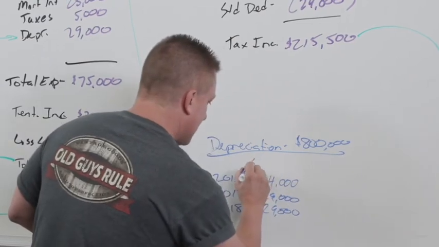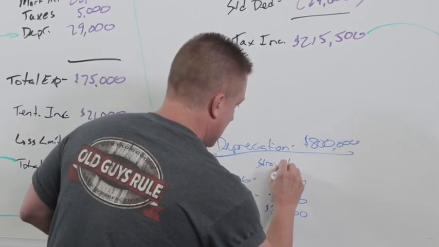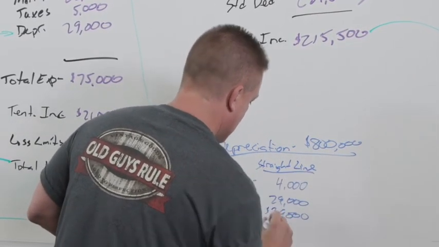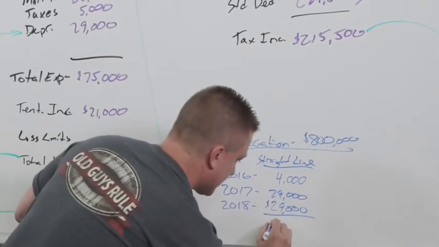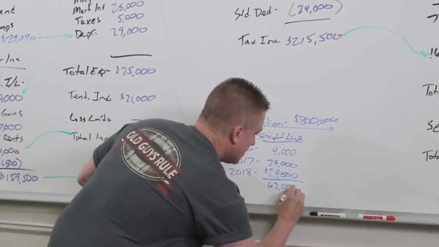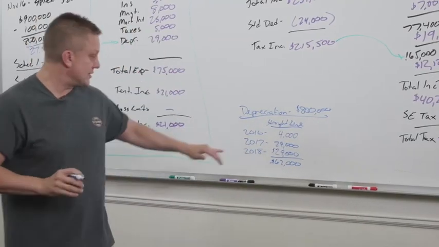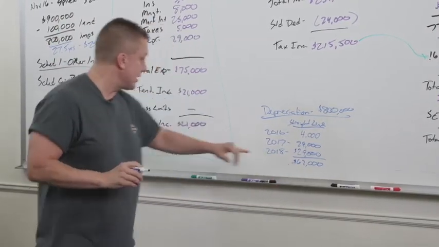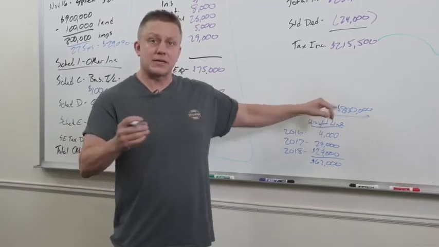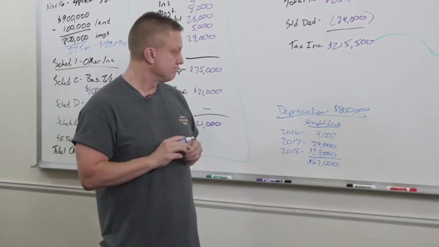Okay, this is called straight line depreciation. If we add all that up, that's going to be $62,000. This is called their accumulated depreciation at the end of 2018 that will eventually add up to $800,000 when we get to the end of the 27 and a half years.